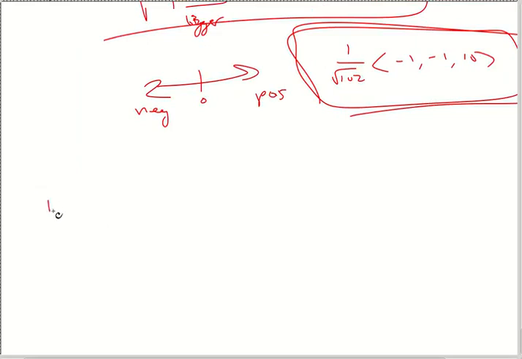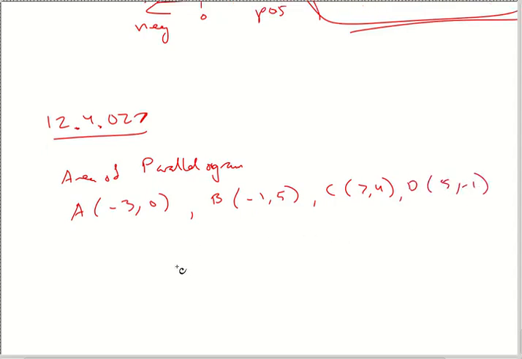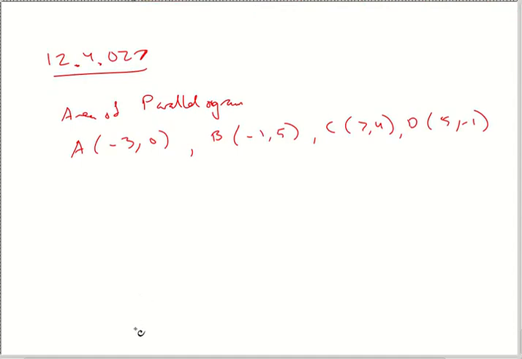Let's do another one. 12.4.027. So they want the area of a parallelogram. Close enough. And they give me some points. Point A, negative 3, 0. Point B, negative 1, 5. Point C, 7, 4. Point D, 5, negative 1. Whew. And we're supposed to find out the area.